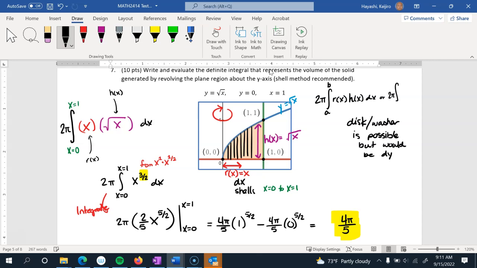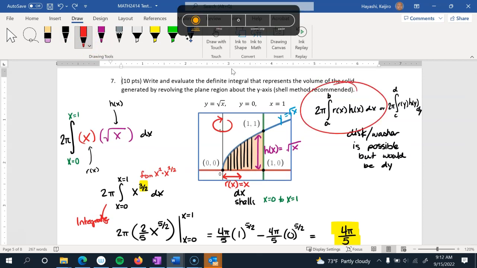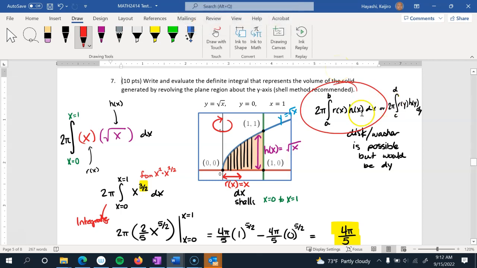And I'll have all these up on the day of the test. If you're doing it in integral dy, it's just r of y and h of y instead. dy. So these are just two forms of the integral for the shell method. Obviously, you can't use the second one because of it. For this problem, if you're doing the integral dy, that's the disk method or the washer method.